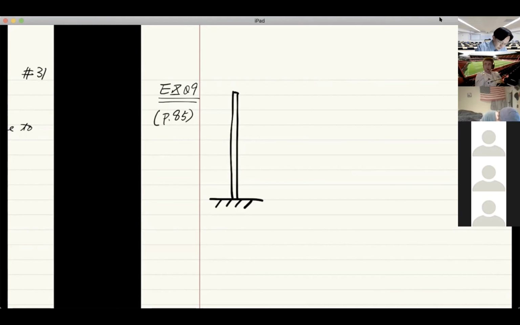Now the total length of the column is capital L, and at the midspan, which is somewhere here, the column is subjected to an axial force P. So there's a force P acting right here. And at the top of the column, there's also another force, which carries the same magnitude. So also axial force P.